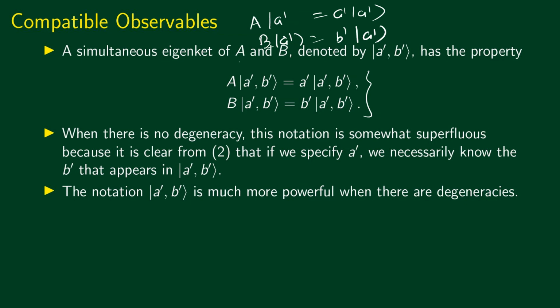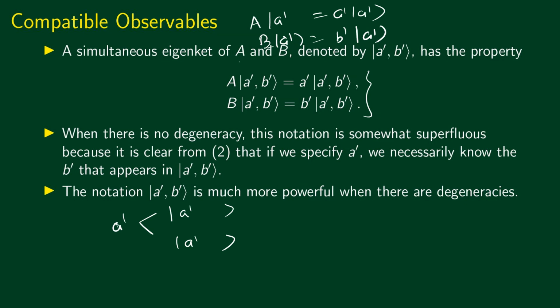The advantage is that this notation becomes more powerful when there are degeneracies. Suppose there are two eigenkets corresponding to the eigenvalue A prime. Then ket A prime alone does not label the state completely. If I just say the eigenket corresponding to the eigenvalue A prime, it could be this ket or it could be the second ket. We don't know which. This is the case of twofold degeneracy that we are discussing here.